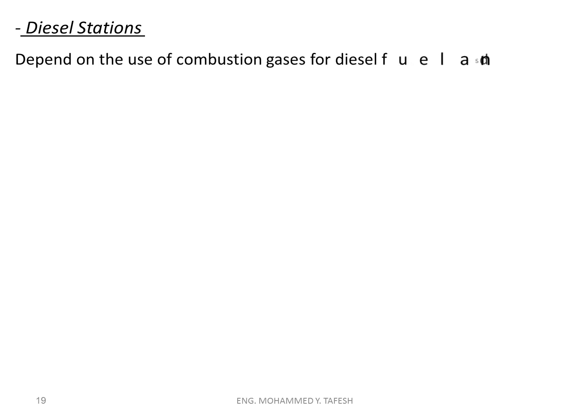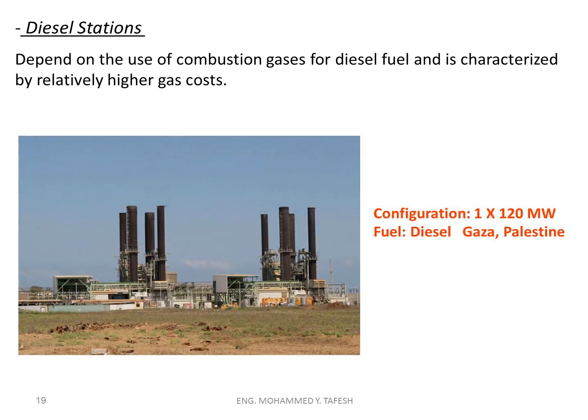Diesel stations. They depend on the use of consumption gases for diesel fuel and are characterized by relatively higher gas costs. Like in Palestine, Gaza Strip. If you can see in this picture, you see 120 megawatt capacity with 1 unit. It uses diesel for burning.